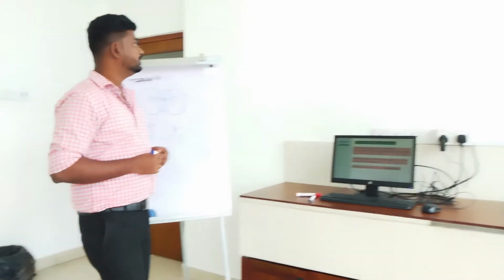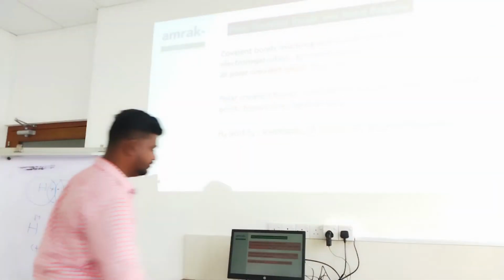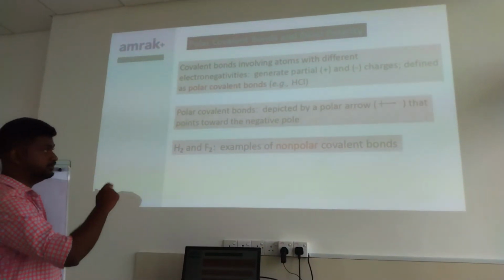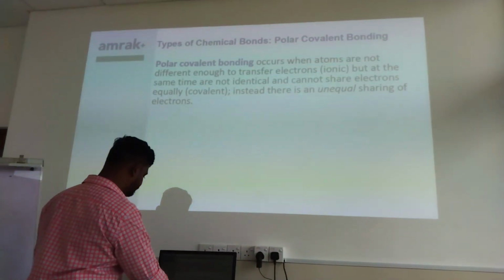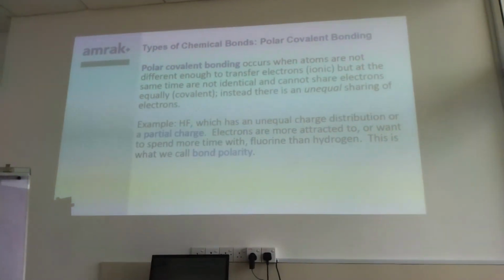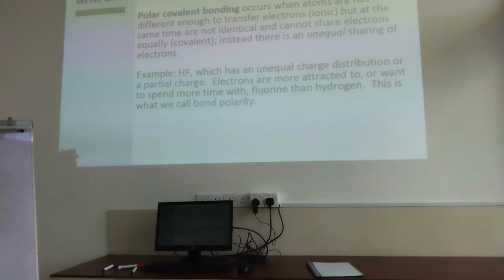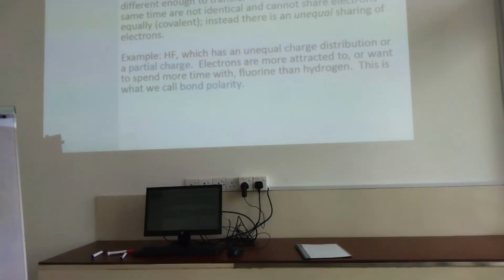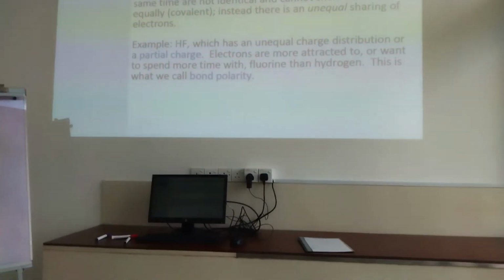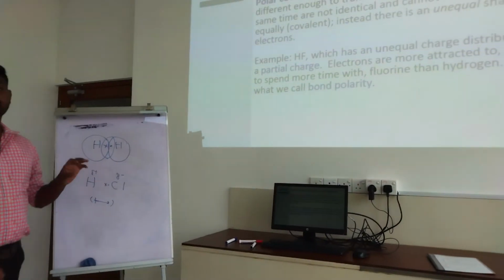H2 and F2 are examples of non-polar covalent bonds. Polar covalent bonding occurs when atoms are not different enough to transfer electrons, but at the same time are not identical and cannot share electrons equally. Instead, there is an unequal sharing of electrons. So polarity is about unequal sharing of electrons.